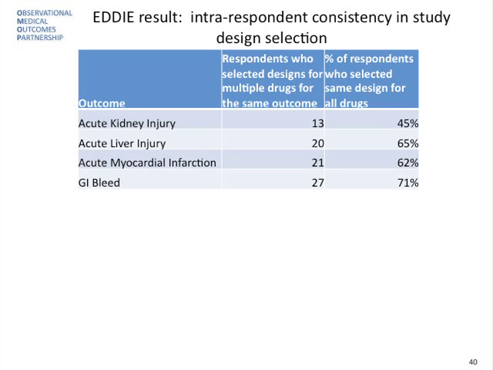When experts were asked the question, for acute kidney injury, what do you want to do for the first drug? What do you want to do for the second drug? What do you want to do for the third drug? What we found was, generally consistently across all the outcomes, the majority of respondents generally chose the same design for multiple drugs when studying the same outcome. There might be subtleties within that design, but at a conceptual level, if you like a cohort design for MI for a particular drug, you probably like a cohort design for MI for some other drug.